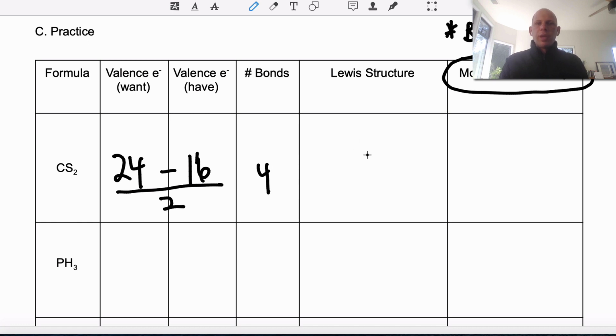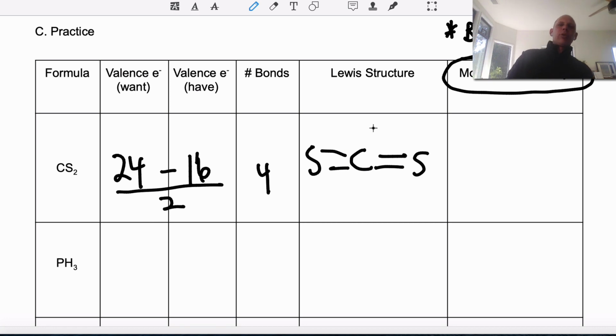So Lewis structure. Let's look for symmetry. Put the C in the middle. S, S. 4 bonds. 2, 3, 4. And I always do it that way to make sure that I'm doing it correctly. So 1 for you, 1 for you, 1 for you, 1 for you. Now, does everybody have what they want? Okay, carbon has 2, 4, 6, 8. We're good there. Does sulfur have what it wants? 2, 4, 6, 8. Now it's good. 2, 4, 6, 8. Now we don't need brackets there. Again, leave this blank, please.